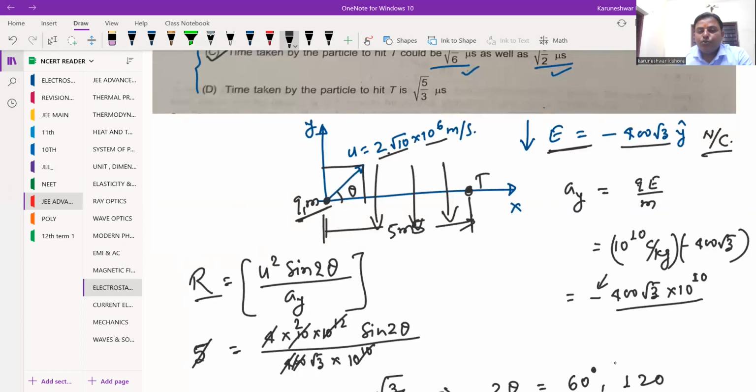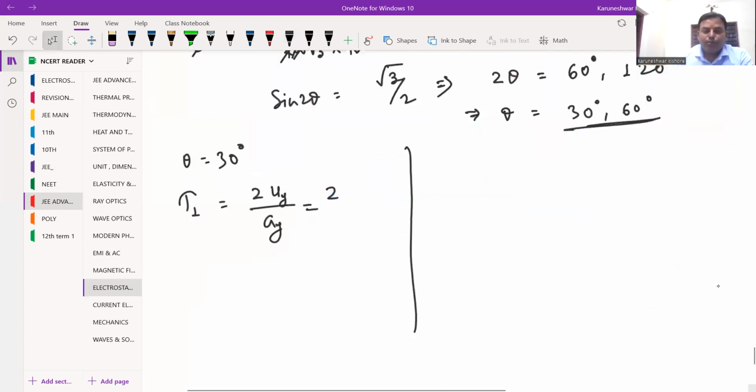So this is 2 root 10 into 10 to the power of 6, and then sine 30, because this time I am considering theta to be 30, so it is half. So this 2 and 2 get cancelled out. This uy we are getting here, it is 10 to the power 6 into root 10. This is what we are getting here in this case, when theta is considered to be 30.